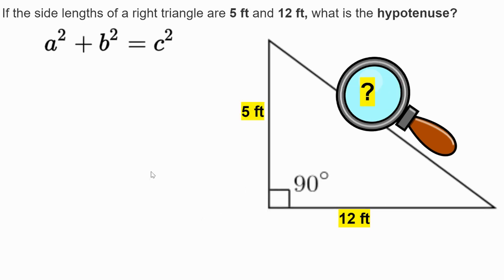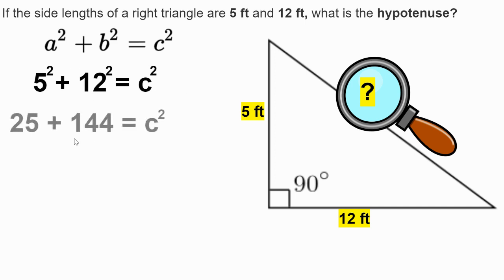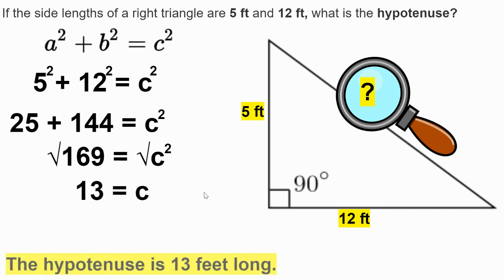Here's our last example. If the side lengths of a right triangle are 5 feet and 12 feet, what is the hypotenuse? And I like also that we have our measurements labeled. So here's our equation, our Pythagorean theorem. We're going to plug in our numbers and figure out what c is. 5 squared is 25, 12 squared is 144, and together they make 169. We want to keep both sides balanced, so we're going to do the square root of both sides. Square root of c squared is c. Square root of 169 is 13. So the hypotenuse is 13 feet long.